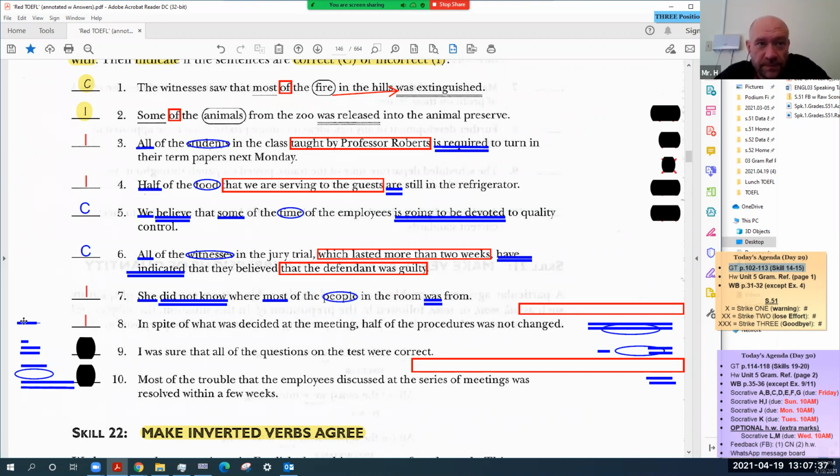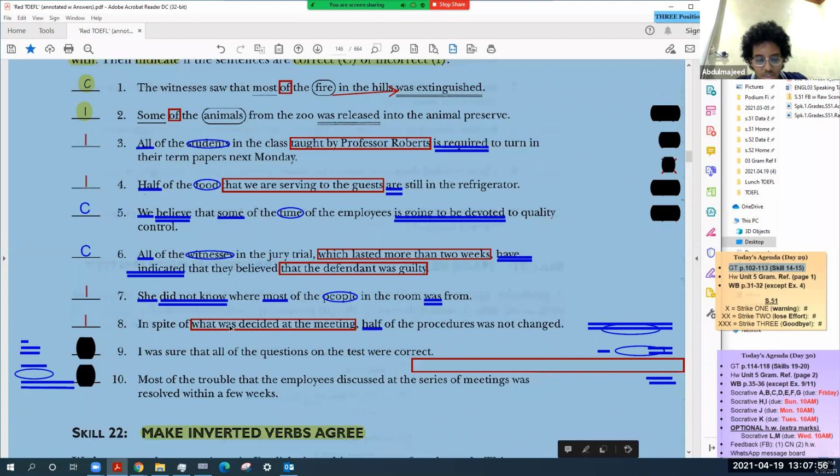Subject. Half. Right. Expression of quantity. What do you see up here? Adjective. What was decided? It's not an adjective clause. It's a clause, not an adjective. Remember, we have three kinds. We have adjective clauses, adverb clauses, and noun clauses. This is a noun clause.